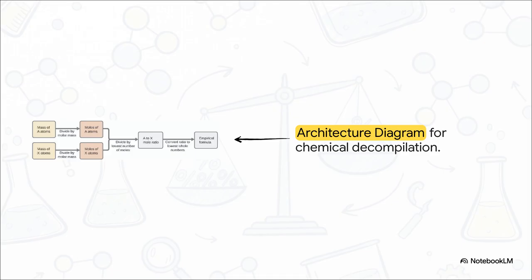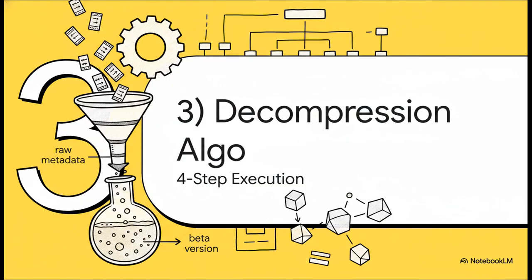To make them readable strings, we have to map a route. We start from the raw mass of elements, divide that by the molar mass to get our moles, which is standardizing our data blocks essentially, and then divide those by the lowest number to get a baseline mole ratio. Finally, we convert that ratio to the lowest whole numbers, and boom, that final clean output, that's our decompressed empirical formula. Which brings us to Section 3, the decompression algorithm, 4-step execution.